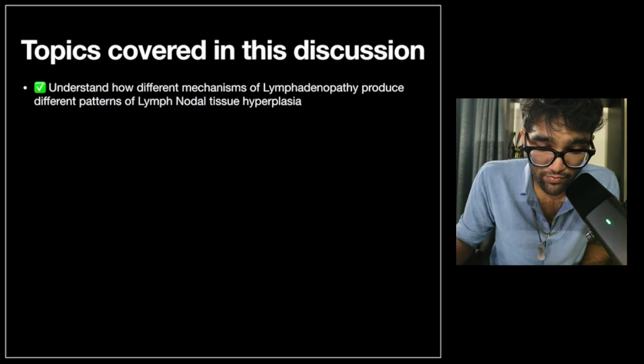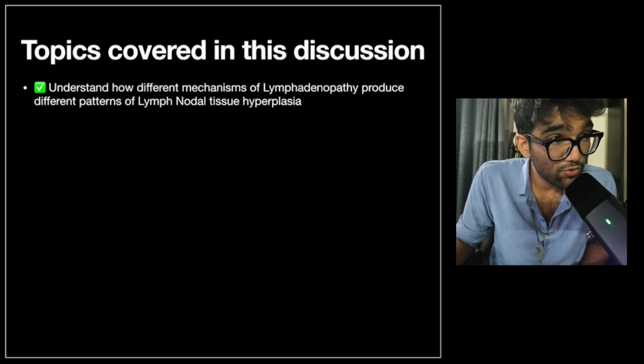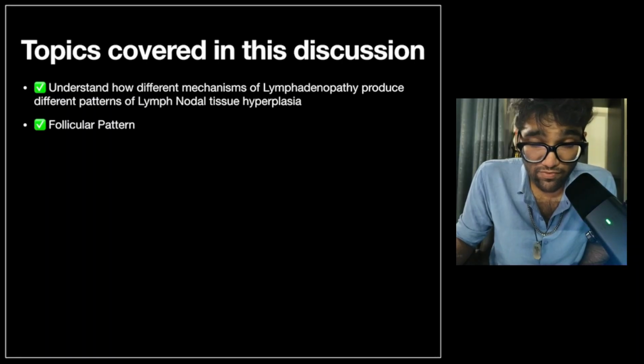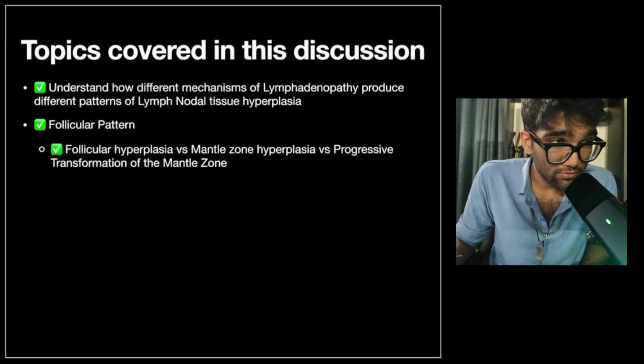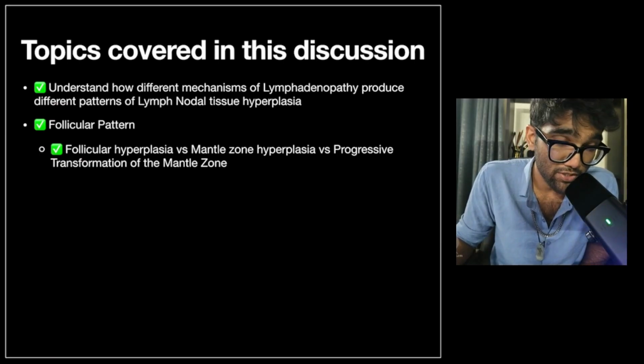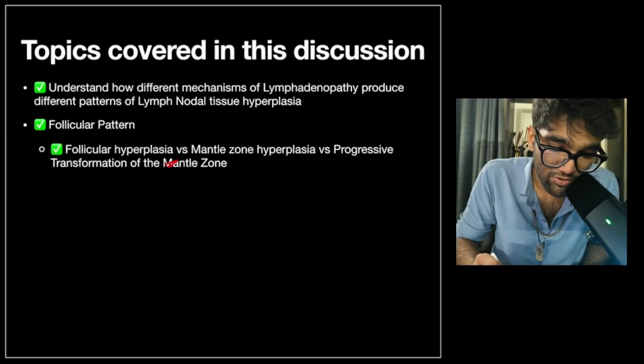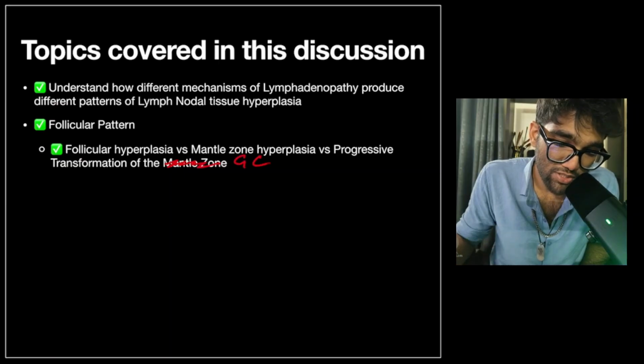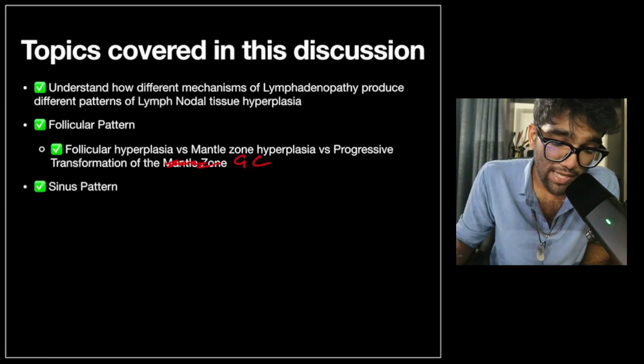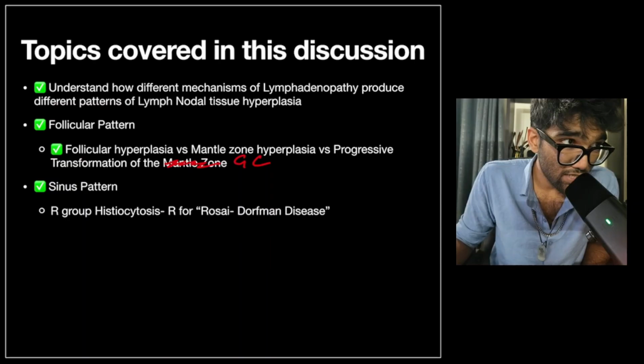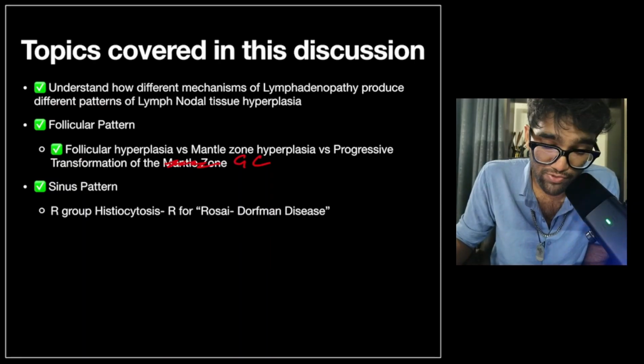We've understood how different mechanisms of lymphadenopathy produce different patterns of lymph node tissue hyperplasia. We've discussed the follicular pattern and what we mean by follicular hyperplasia versus mantle zone hyperplasia versus progressive transformation of the germinal center, not the mantle zone, the germinal center. We've discussed the sinus pattern and we've discussed Rosai-Dorfman histiocytosis, although superficially.